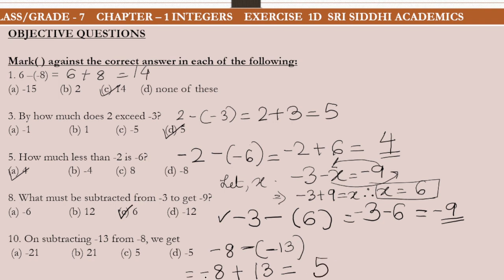We subtracted because minus and plus here, different sign integers here. So we subtracted and got 5, and 13 is a bigger value. It's a positive integer, so the answer will be positive. So option C for question number 10. I hope I'm clear with this. Let's solve other questions from the same exercise 1D.